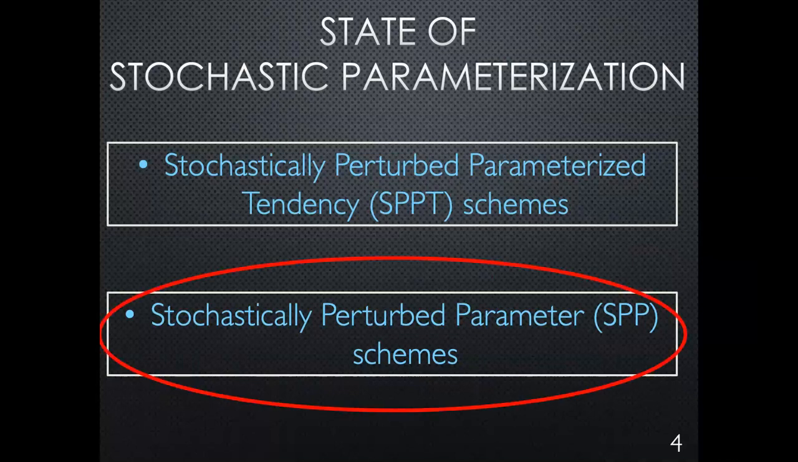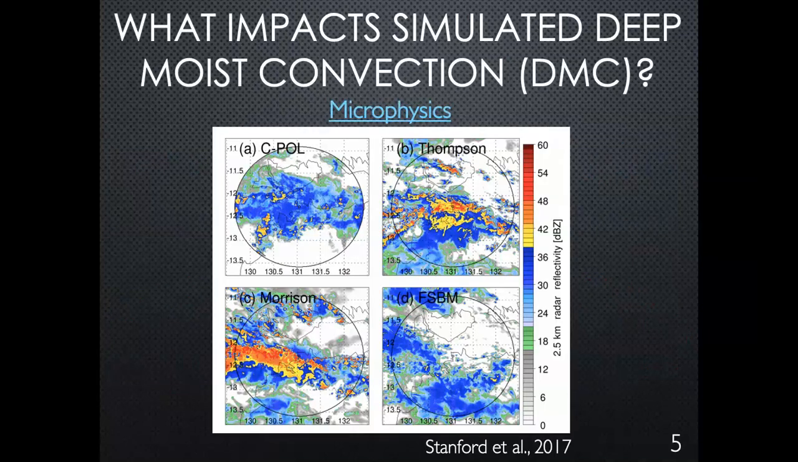And this is what I'm going to be talking about today. Specifically, I'll be talking about stochastically perturbed parameters in parameterization schemes that are known to impact simulated deep moist convection. And in that context, there's a couple of strongholds on simulated convection. One of them being microphysics, where the microphysics schemes have been shown to strongly modulate simulated cloud and precipitation structure.